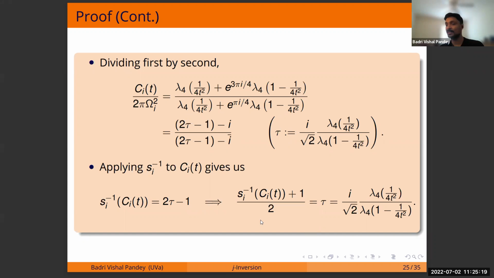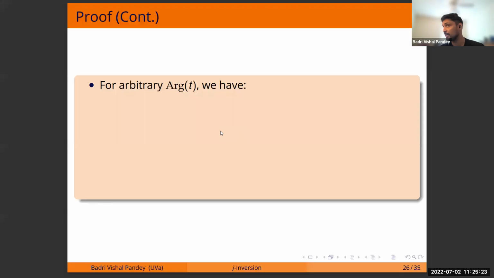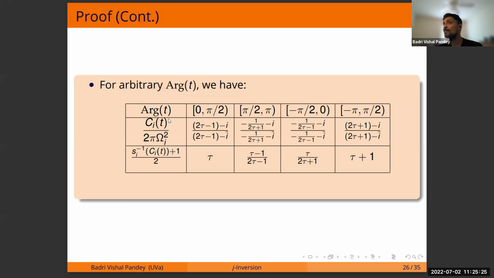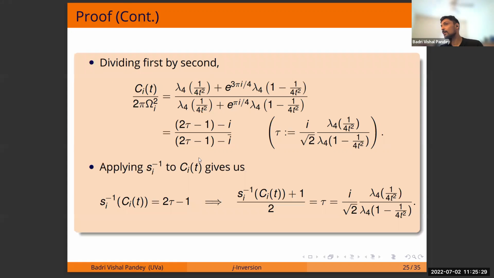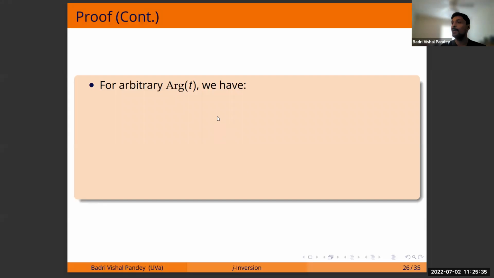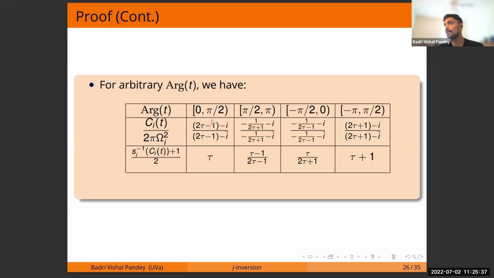So as I told you that I'll let you know what happens if you choose arbitrary arguments. What happens is that all these things go pretty nicely, but these factors, e to the power, the factors actually change if you change the argument. And how does that affect your calculation is as follows. If 0 to pi by 2, you have this formula for CIT divided by 2 pi omega I squared.